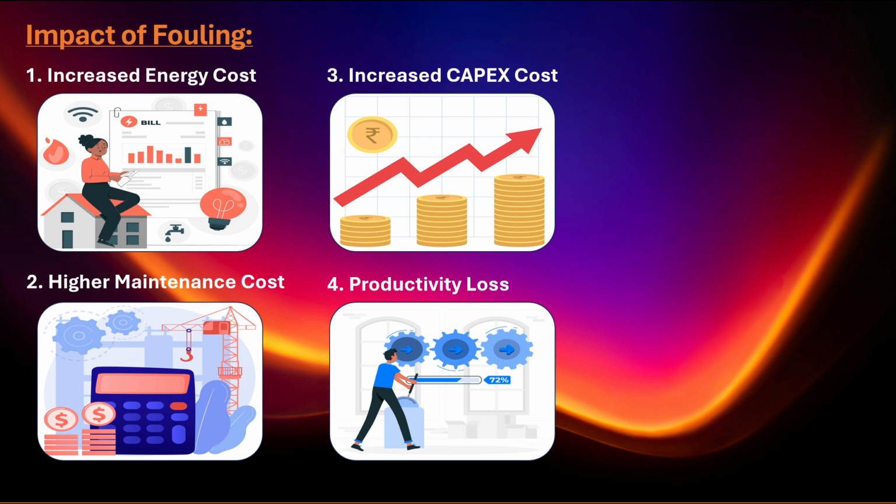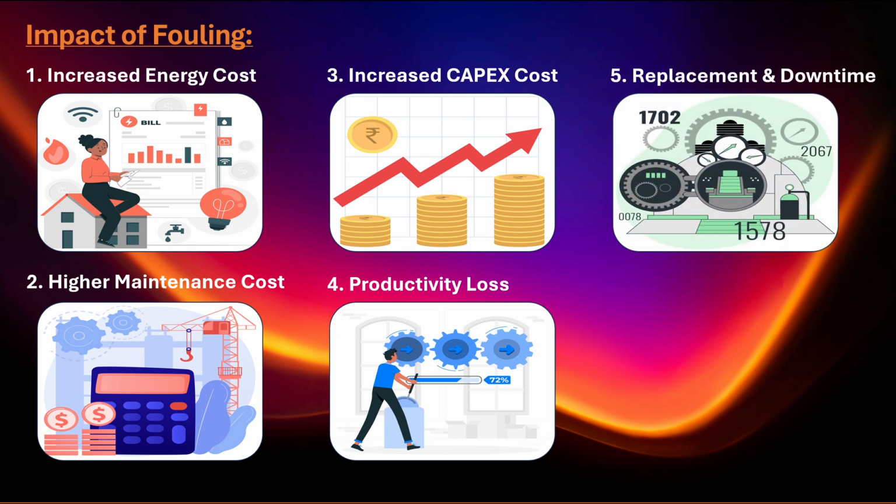For instance, a refinery might see a 10% reduction in output due to fouling, which translates to substantial financial losses. Equipment replacement and downtime. Severe fouling can cause equipment failure, requiring costly repairs or replacements and resulting in unplanned downtime. These interruptions further increase the overall cost of fouling.